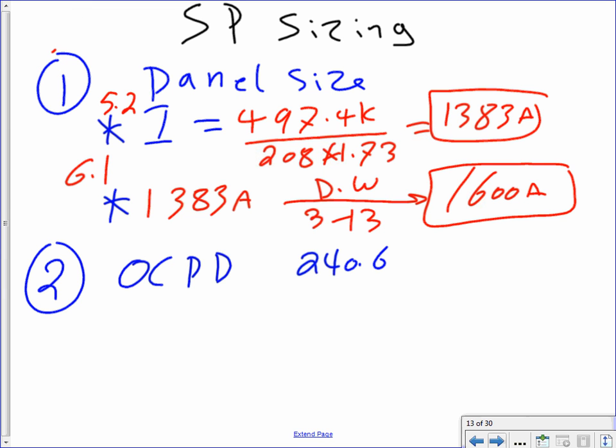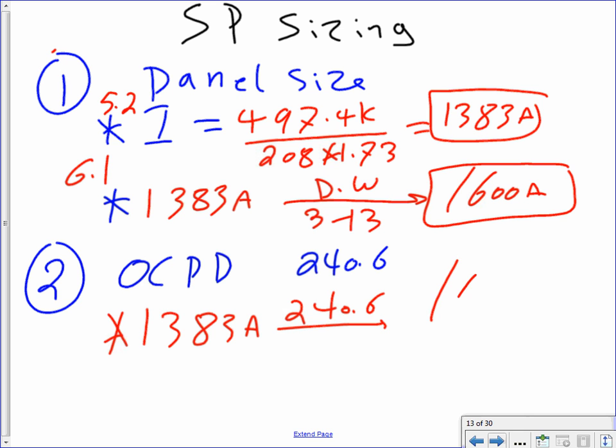Okay, the overcurrent protection device is the same thing, guys. You're going to take the 1383 amps and take it to 240.6, and I believe this should give you the same amps. This should give you 1600 amp.